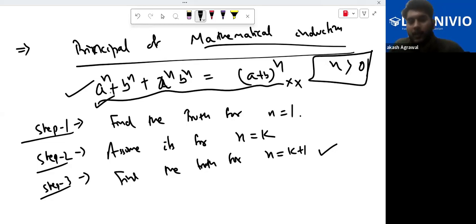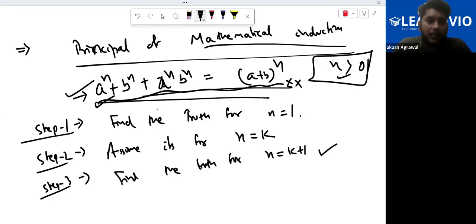For an example, what I'm saying here is, we have this example. We have to verify if this statement is true. I'm saying for all value of n positive integers, this equation will hold true. So what we do, we first prove that for n equals to 1, it is true. For n equals to 1, if you put a plus b on the right hand side, and on the left hand side also a plus b we are getting, so we know this is true. So step 1 is complete.